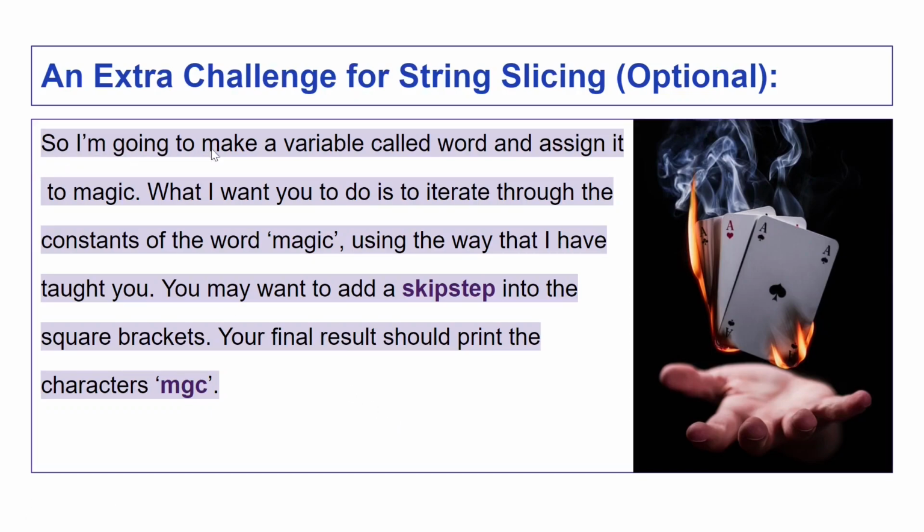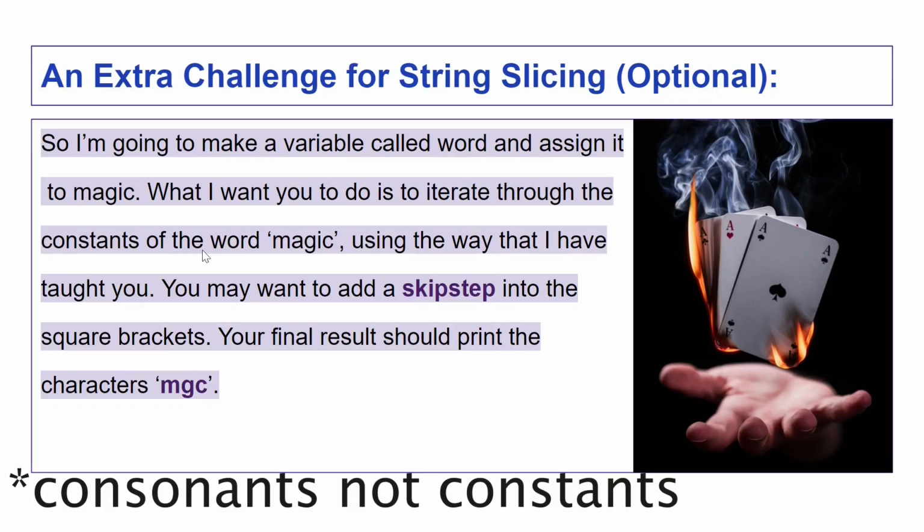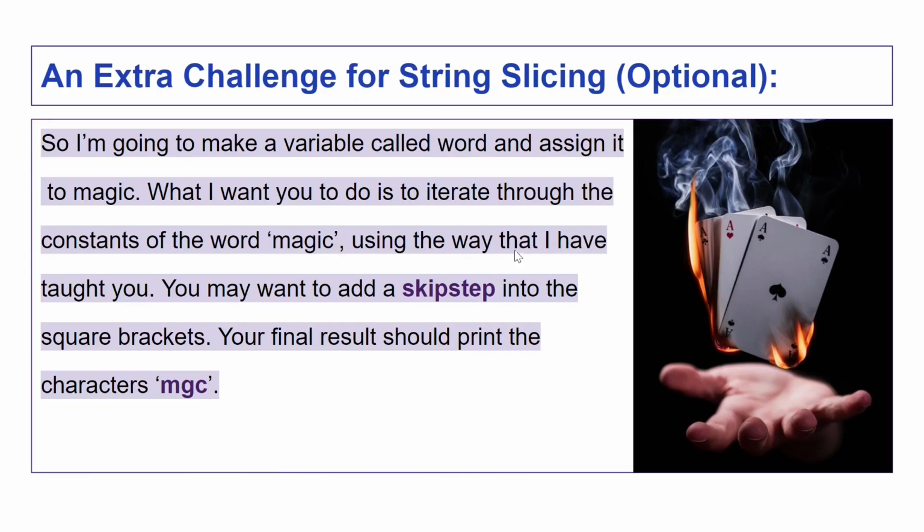So I'm going to make a variable called word and assign it to magic. What I want you to do is to iterate through the consonants of the word magic using the way that I have taught you. You may want to add a skip step into the square brackets. Your final result should print the characters M, G, and C. So if you want, you can pause this video now and try this out.